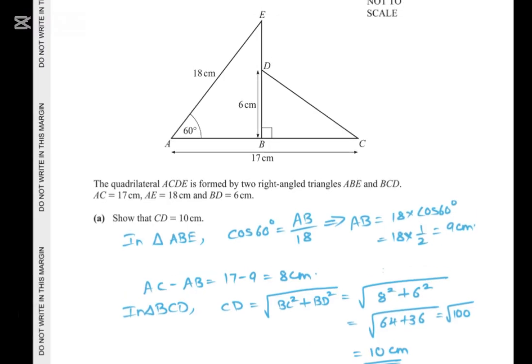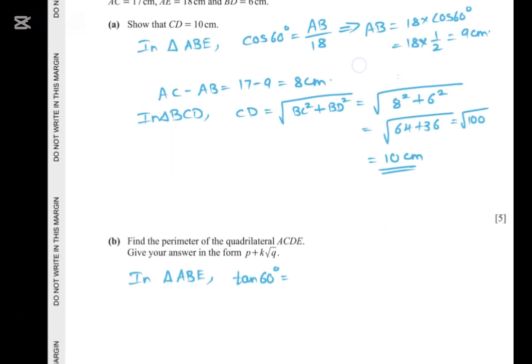What is opposite? Opposite is BE, and adjacent is AB. That is AB we got as 9. So tan 60 is equal to BE by 9. Now what is tan 60? Tan 60 is root 3. Root 3 is equal to BE by 9. Therefore BE will be 9 root 3 centimeters.